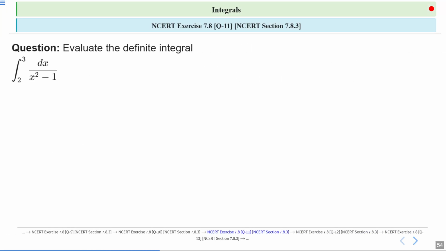Now, the next question is, evaluate the definite integral from 2 to 3. So here the upper limit is 3, the lower limit is 2, dx by x square minus 1. It is also in standard form. So at first find the antiderivative by using that standard form.